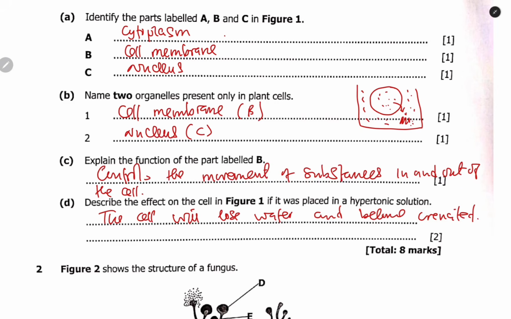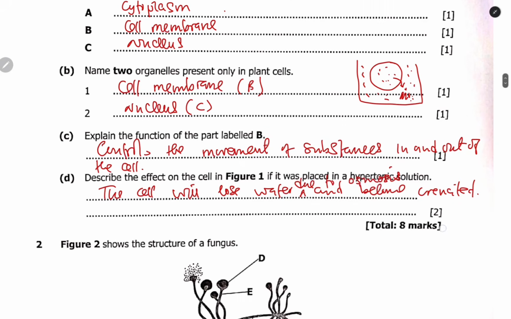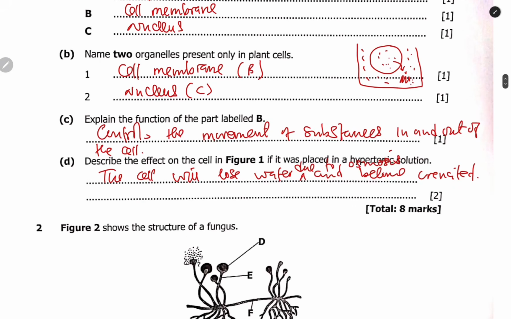The cell will lose water due to osmosis, and you can add that it becomes crenated. And you know the reason why it will lose water: because the outside is concentrated compared to the inside.